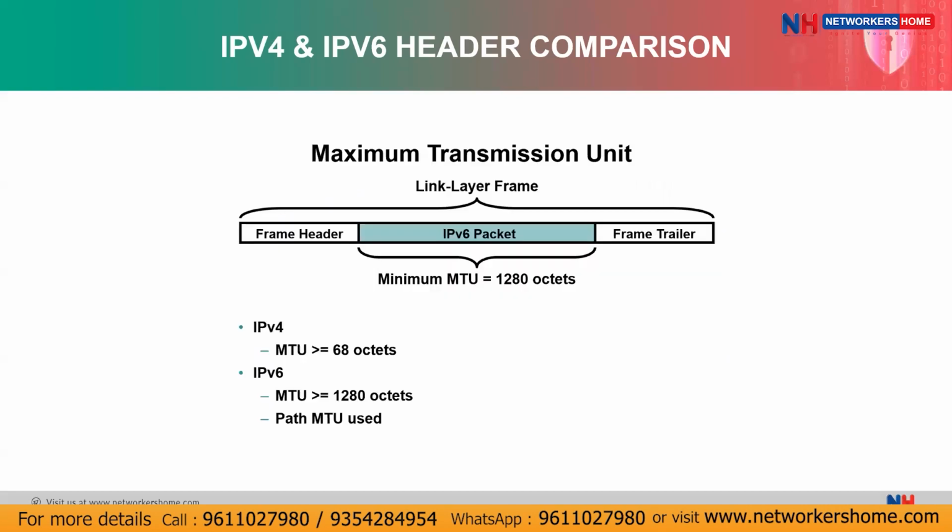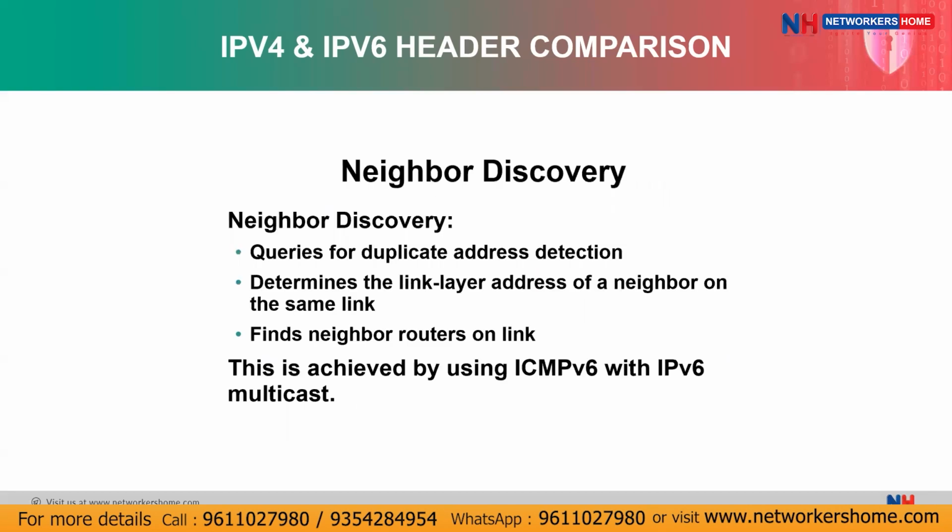In IP version 4, the MTU is greater than or equal to 68 octets. Here it is 1280 octets, and path MTU is used. Neighbor discovery also queries for duplicate address detection. This is the first work performed by a router after assigning an IP version 6 address. In IP version 4, a gratuitous ARP utility detects duplicate addresses, but that feature is built into IP version 6. After assigning IP addresses on the router's interface, it first performs duplicate address detection.